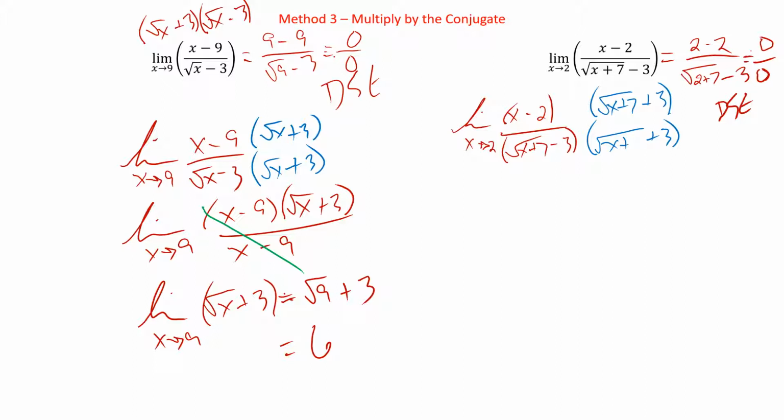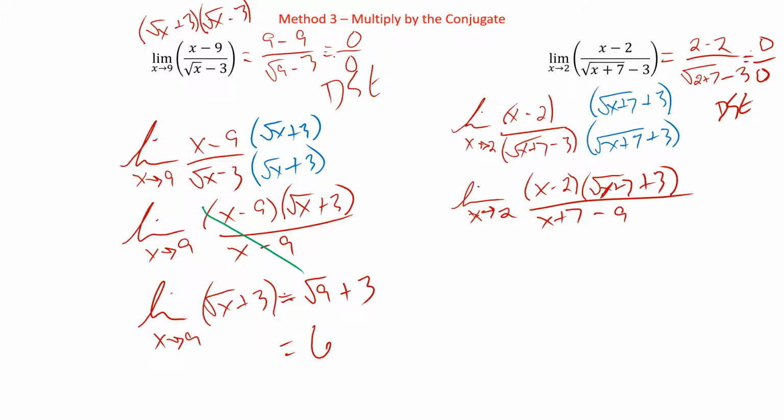All right, now when we multiply, again, we're not going to multiply out the one that's not the conjugate. So the numerator will still stay as x minus 2 times root x plus 7 plus 3. The denominator, we're going to have root x plus 7 times root x plus 7, which is going to give us x plus 7. And then plus 3 times root x plus 7, minus 3 root x plus 7 goes away.